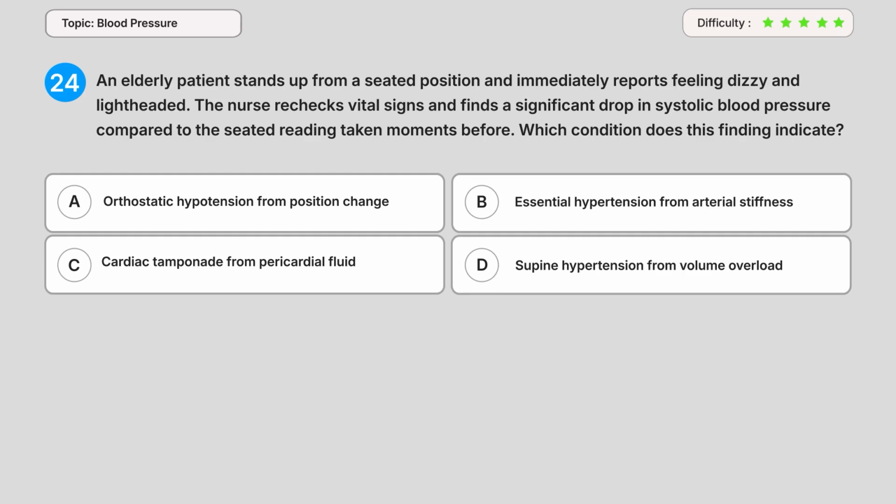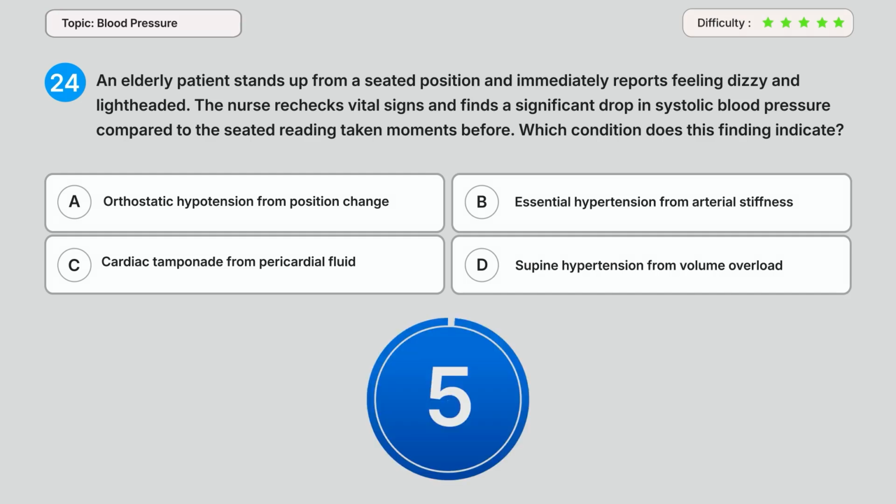A. Orthostatic hypertension from position change. B. Essential hypertension from arterial stiffness. C. Cardiac tamponade from pericardial fluid. D. Supine hypertension from volume overload? Do you know the answer?